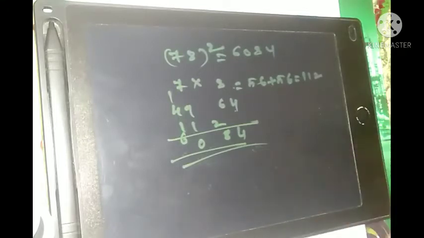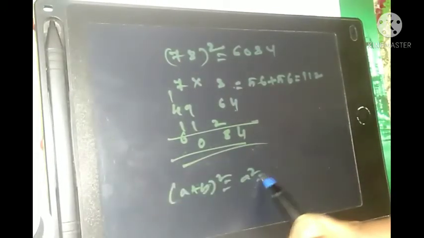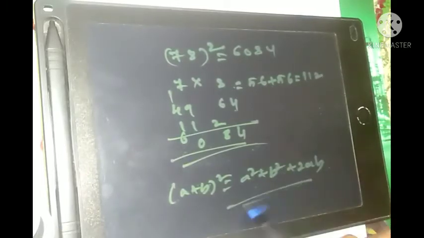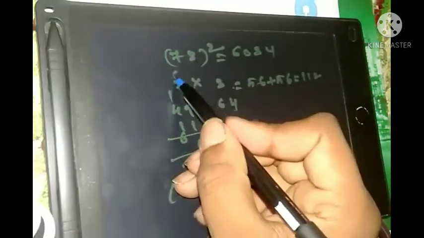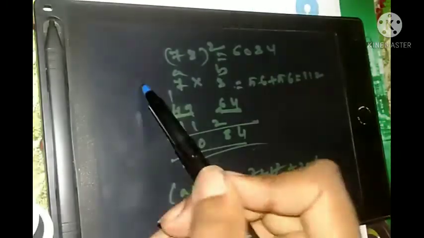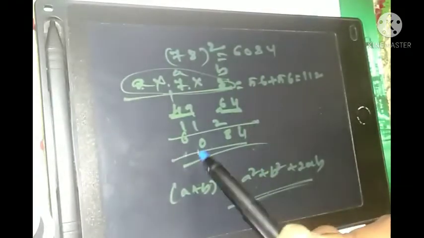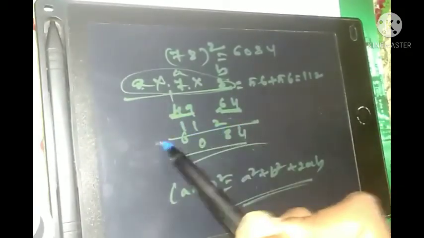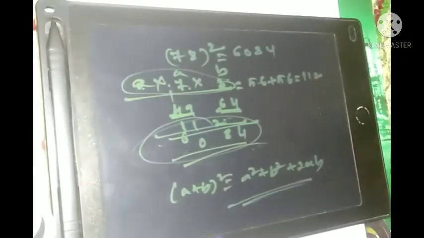This trick is based on one simple formula. We all know the formula for a plus b whole square: a square plus b square plus 2ab. Simply, we are using this same formula. We consider this as a, this as b. a square is 49, b square is 64, and 2ab is 2 into 7 into 8, which is 112. We add this and we get the same answer. This is the formula we used here.